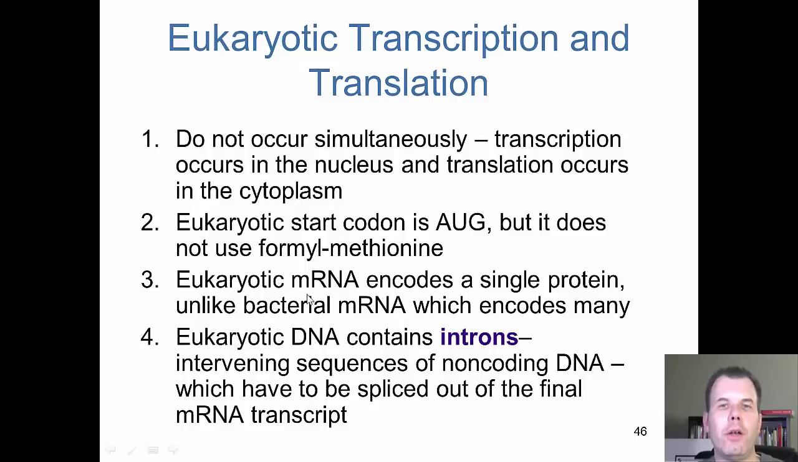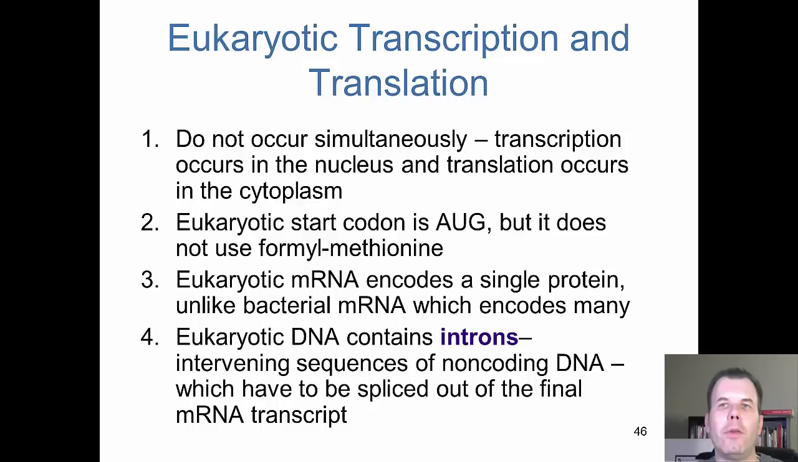Again, in eukaryotes, one mRNA encodes for just one protein, whereas in bacteria, we're going to learn in the next section that bacteria have operons, where they have actually multiple genes on one piece of DNA, and so they can make multiple genes on one mRNA and make multiple things at once. Whereas in eukaryotes, it's one gene, one mRNA, one protein type of thing.